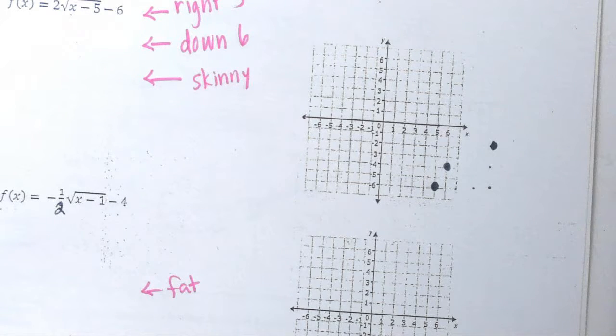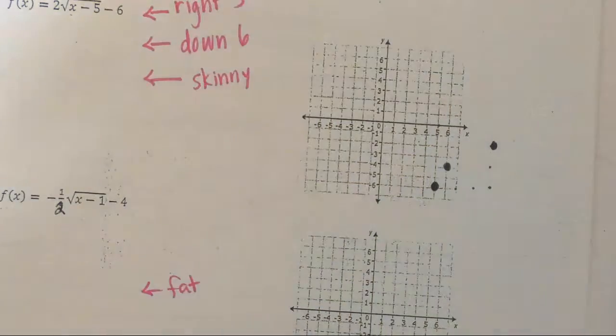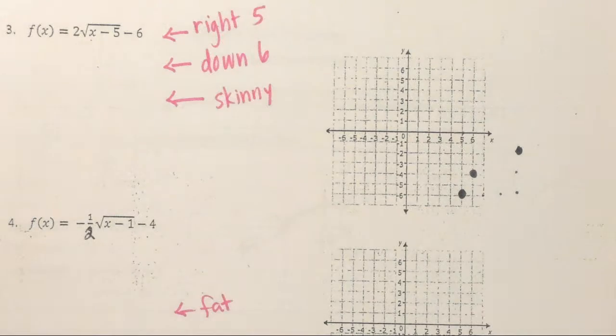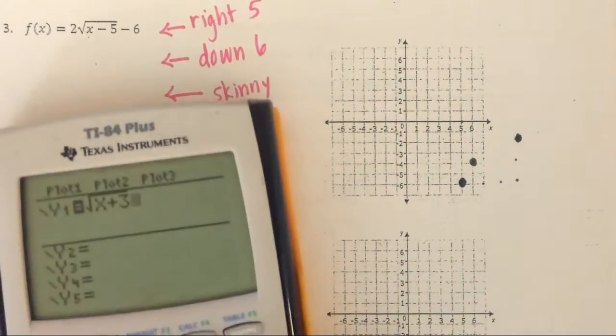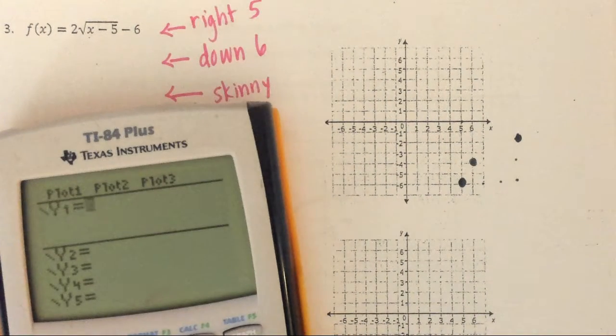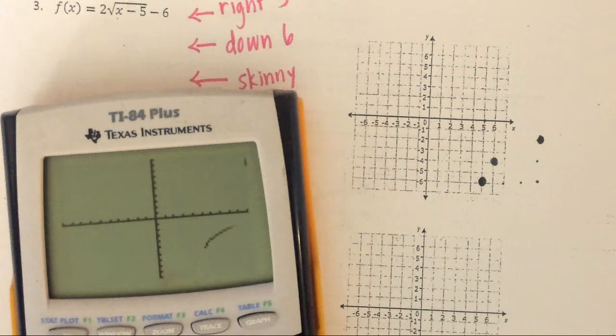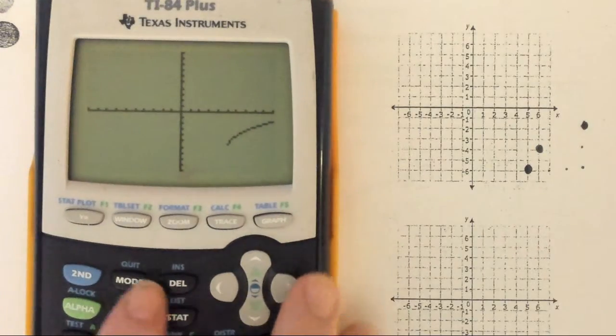But again, I totally understand being lazy. I'm going to check it with my calculator. If you're not wanting to really understand this and you're going straight to your graph calculator, as long as your graph is right, I will never know. So 2 second square root, x minus 5, out from under the radical minus 6, press graph. Looks kind of like mine, but let's make sure.